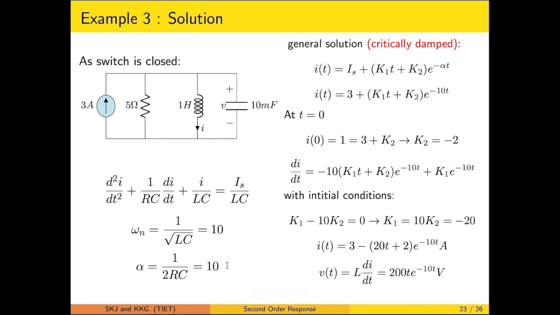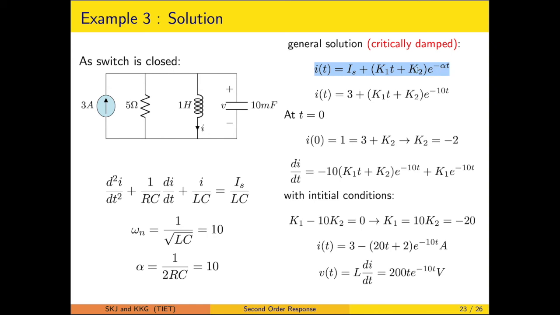Now when the switch is closed, the resulting arrangement will be a parallel RLC circuit. Corresponding to the parallel RLC, we have rearranged the equation and it comes out like this. Calculating omega n, the value is 1 upon root of LC, that is 10. Calculating alpha, that is 1 upon 2RC, that value is also 10. So alpha is equal to omega n, signifying that it is a critically damped case. The general arrangement for the critically damped case is like this.